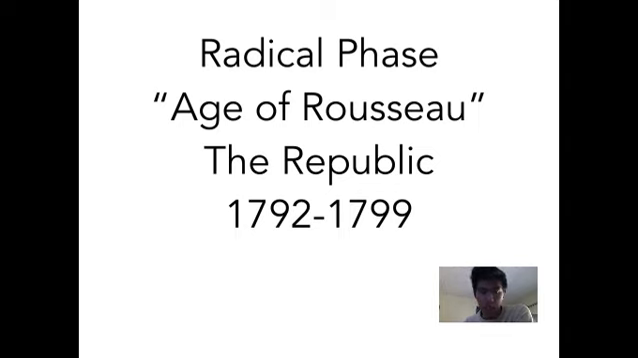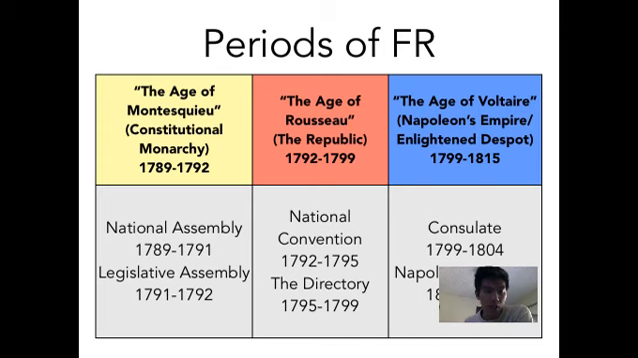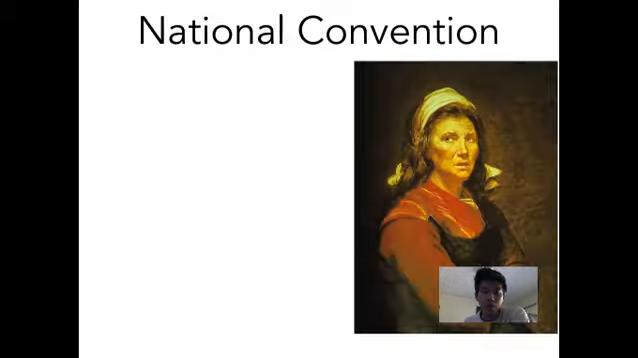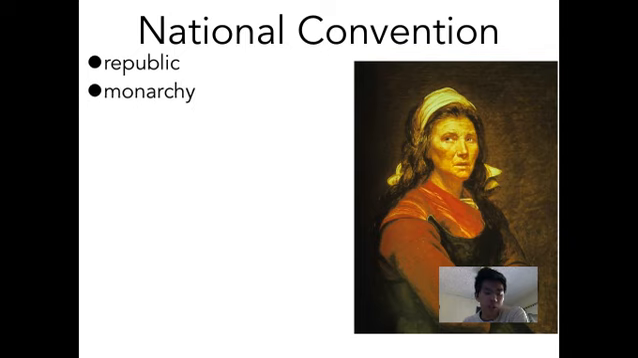We're looking at 1792 to 1799, and now we are in the time period of the Age of Rousseau, because we're going to see that popular sovereignty is the theme of the Republic. The two main governing bodies are the National Convention and the Directory. The National Convention, established in 1792, is where France proclaims itself a republic and installs republicanism. They get rid of the monarchy, and they basically are going to get rid of the king.